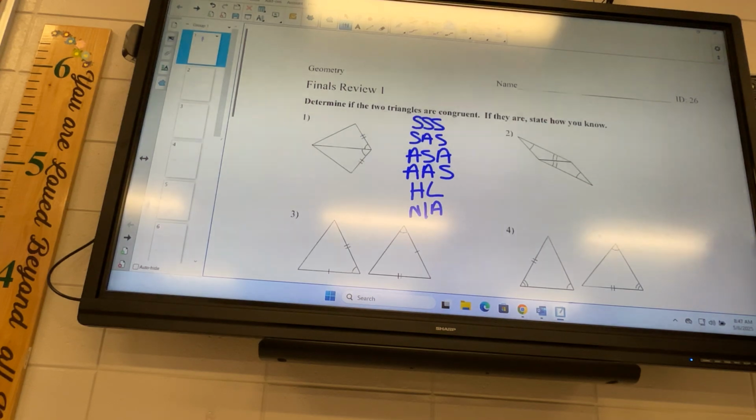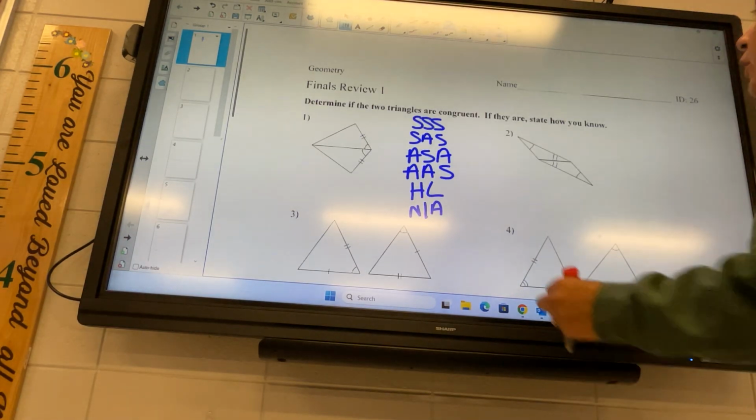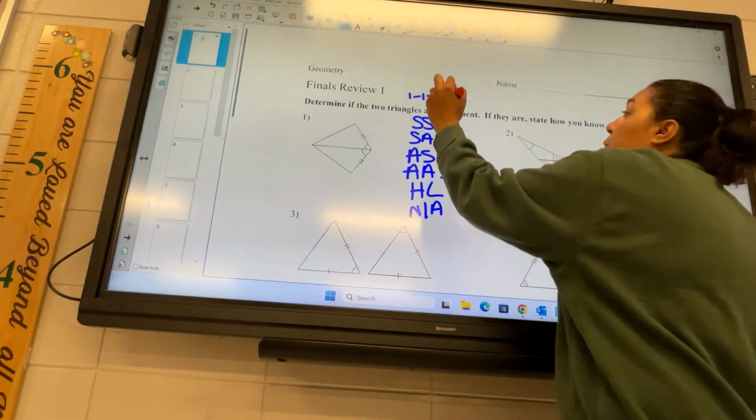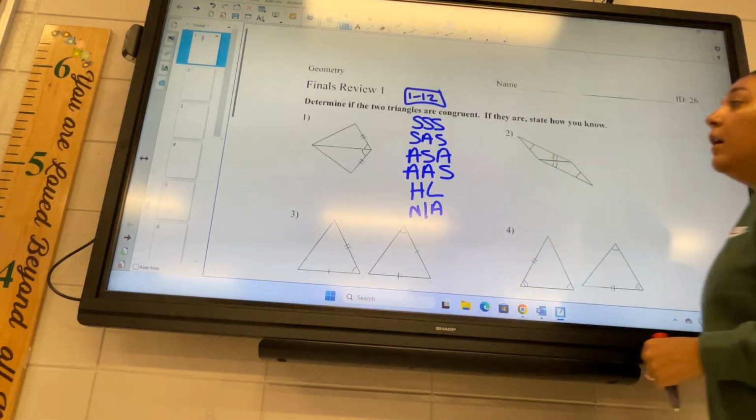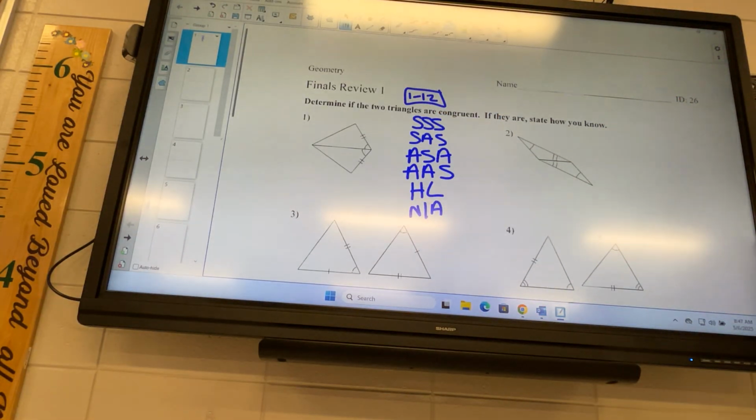Okay, so those are our options. This goes all the way from 1 through 12. Okay, so 1 through 12 is one of these options. Side, side, side. We're looking for all three sides that are marked. Side, angle, side. Where does this angle have to be? In the middle, right? So it's got to go side, then the angle, then the side.